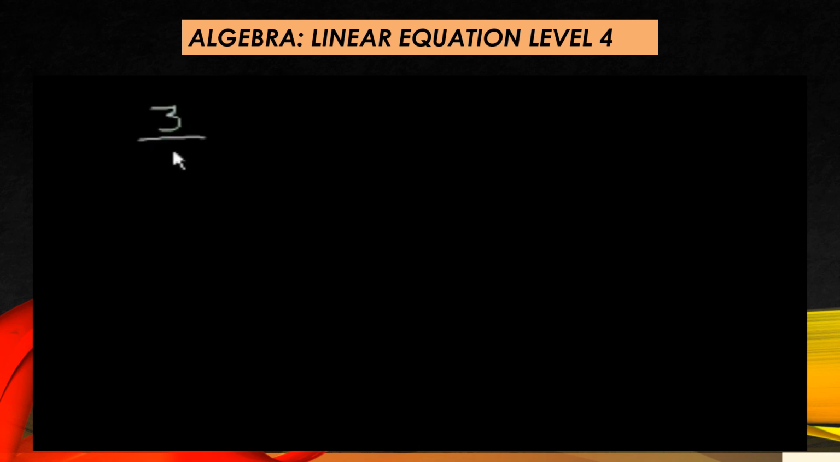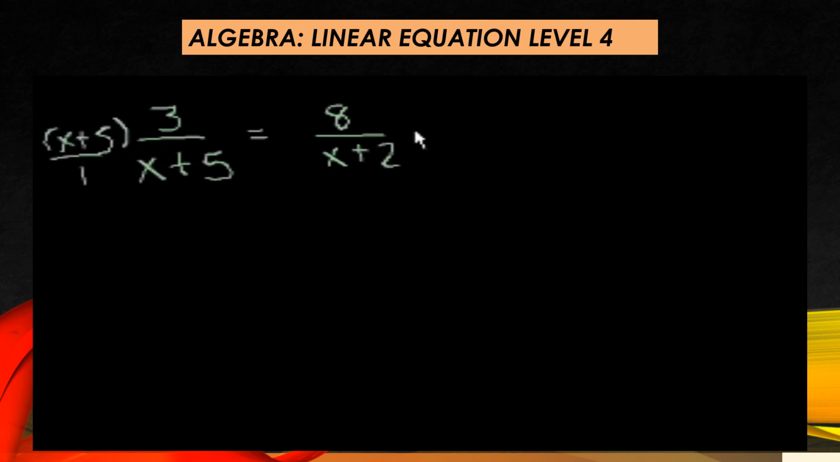3 times x plus 5 is equal to 8 times x plus 2. Well, we do the same thing here, although now we have two expressions that we want to get out of the denominators. We want to get this x plus 5 out, and we want to get this x plus 2 out. So let's do the x plus 5 first. Well, just like we did before, we multiply both sides of this equation by x plus 5. You could say x plus 5 over 1 times x plus 5 over 1. On the left-hand side, they get canceled out.